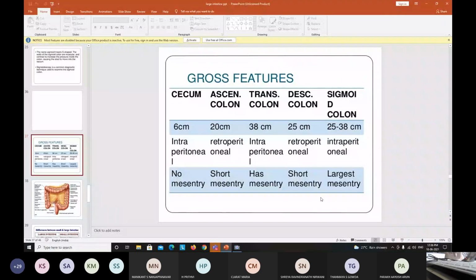So you can identify this slide. Cecum is 6 centimeter, ascending colon 20, then the longest, as I told, the transverse colon, 38 centimeter, descending colon 25, then the sigmoid along with the rectum continuing. The cecum is intraperitoneal, then the ascending colon is retroperitoneal.